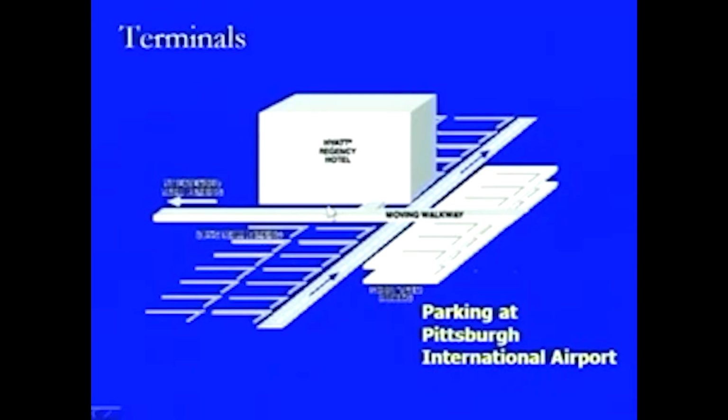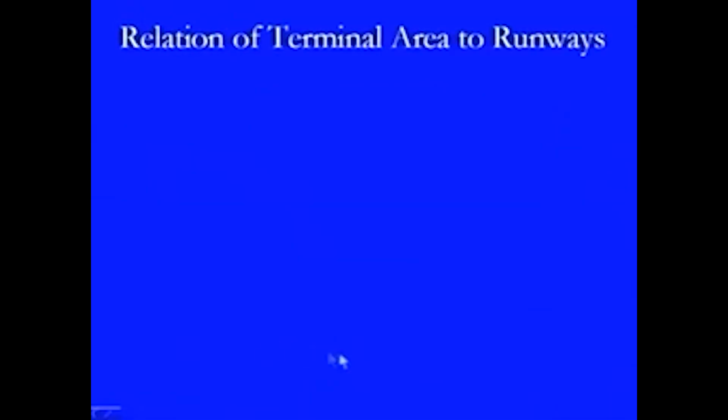This is the parking area. This is a hotel being provided, then big parking for long trips and for short trips, then moving walkways. So, every segregated condition has been shown in this figure, in this diagram, provided for the Pittsburgh International Airport. So, these are all parts of the terminal system.